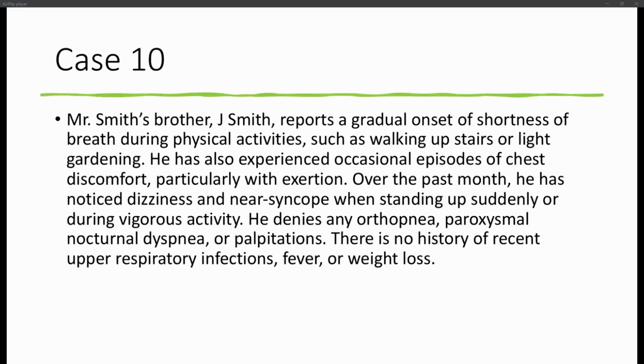Last case. So the other Mr. Smith from before, this is his brother coming in. Gradual onset, shortness of breath during activities. Occasional episodes of chest discomfort with exertion. Past month, notice dizziness and near syncope when standing up suddenly. Denies any orthopnea, paroxysmal nocturnal dyspnea, or palpitations. No history of any recent upper respiratory infections, fever, or weight loss.